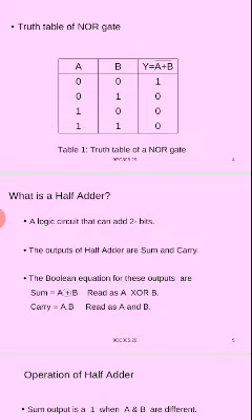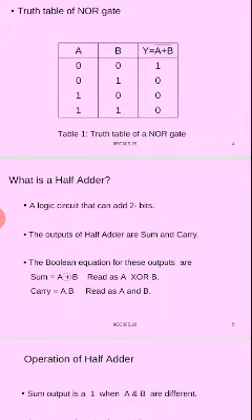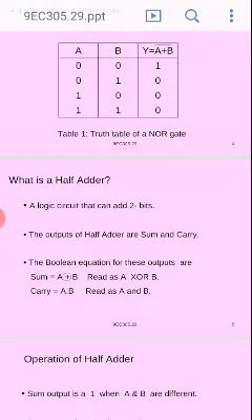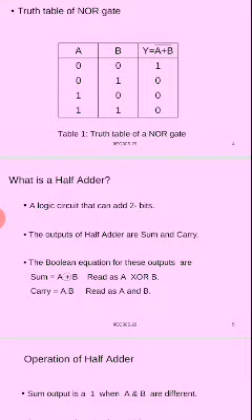Here, the truth table of the NOR gate. First combination, that is 0 0, output is 1. For 0 1, output is 0. For 1 0, output is 0. For 1 1, output is 0.